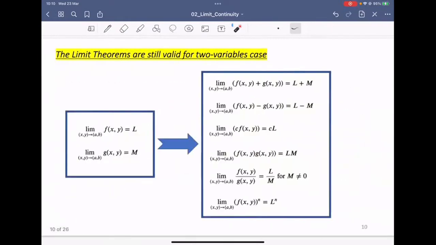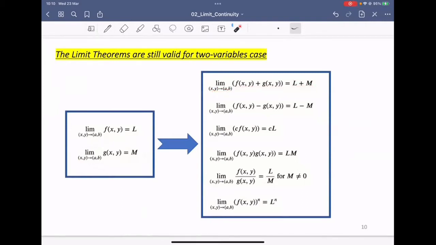Also, you have a lot of theorems in Cal 1. You can use them in the two variable case as well. So let's look at this one. If you have the limit of f(x, y) equal to L, and the limit of g(x, y) equal to M, if you add them up, the limit of the sum is just L plus M. Very simple, similar to what you learned in Cal 1.